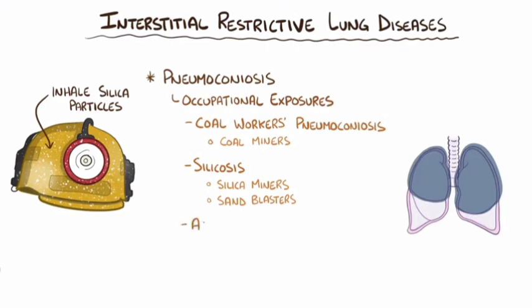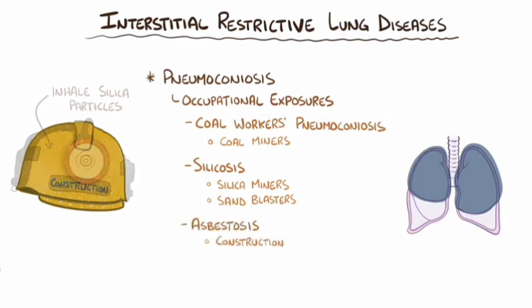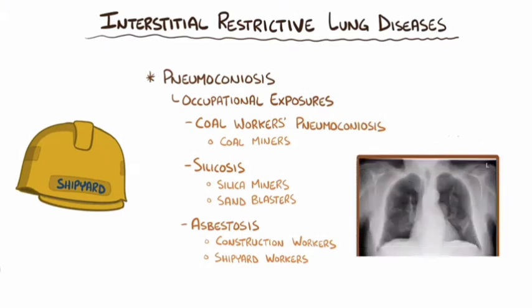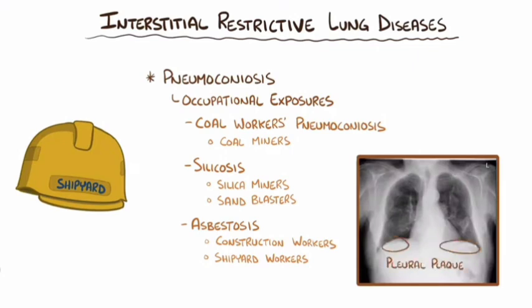The last type is asbestosis, which is seen in construction and shipyard workers because asbestos has been used in building materials for a long time. Often asbestos fibers settle in the lower lobes and on the inner pleural membrane which surrounds the lung. White, thick patches along the pleural membrane called pleural plaques can commonly be seen on chest x-ray along the lower portions of the chest, but how they're formed is still unclear.